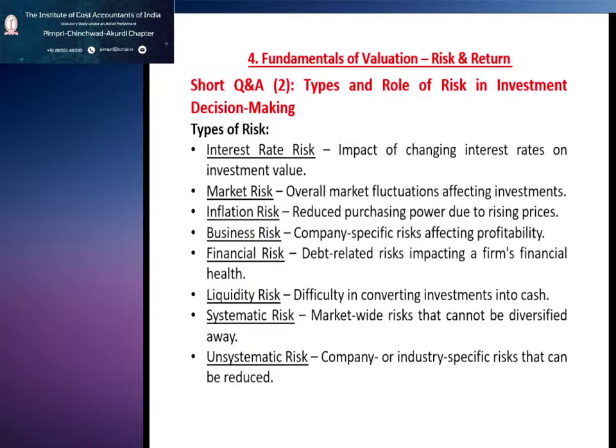Systematic risk is the market wide risk that cannot be diversified away, in a way non-diversifiable risk. And unsystematic risk is the company or industry specific risk that can be diversified away. So unsystematic risk is the diversifiable risk and systematic risk is the non-diversifiable risk. So these are the types of risks. If you have to remember how many risk types: 1, 2, 3, 4, 5, 6, 7, 8. So 8 types of risks are there.